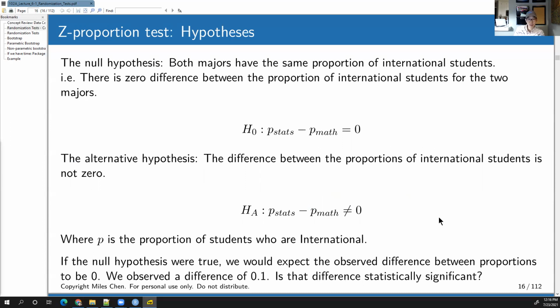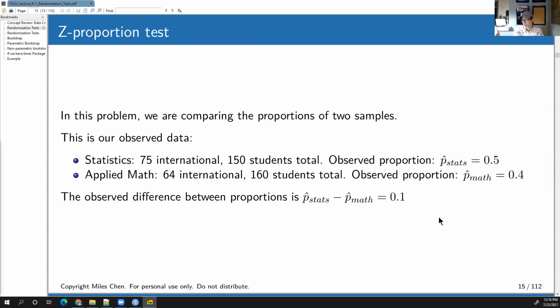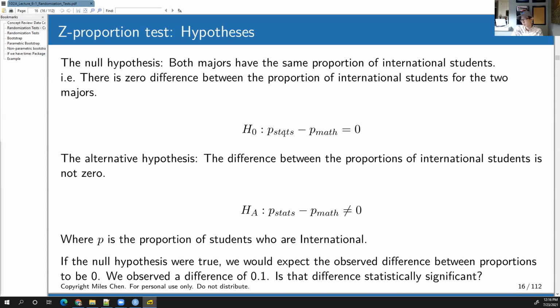Okay, so this is doing a traditional kind of hypothesis test. So this should be review. And so the null hypothesis in our case would be that the two majors, stats majors and applied math majors, have the same proportion of international students, okay? That the proportion of international students is some number. And the only reason why we're getting a difference of 0.5 versus 0.4 is just because of random chance, okay? When you do random samples, sometimes you get too many in one group and not enough in another group. That could explain our difference.